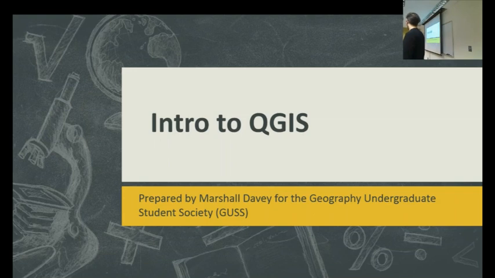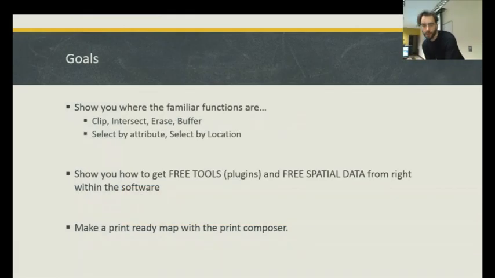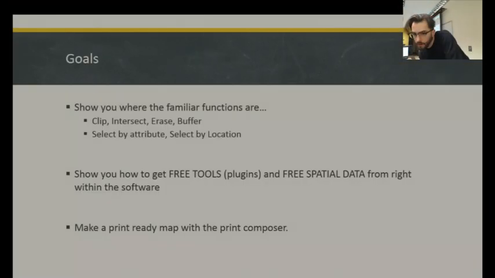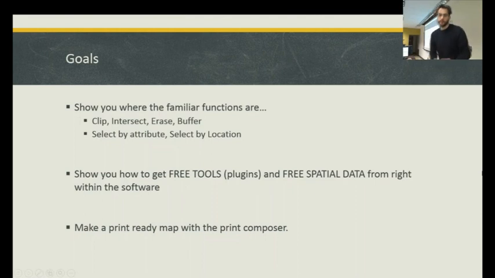So there's going to be a lot of contrasting, like this is how we do it in ARC. This is what the button's called in ARC. How do we do it in Q? Where do you find that button? I'm going to be doing a whole bunch of that, and just covering the really general workflow. Yeah, so like I was saying, these are the goals for today. This is what I'm hoping to accomplish and show you guys. So just where the familiar functions are.